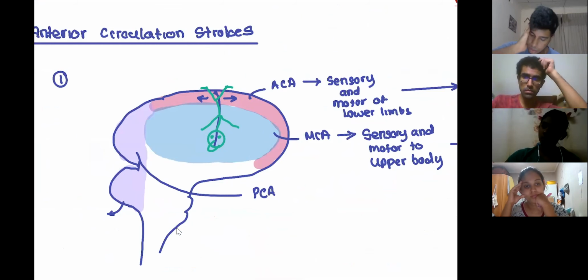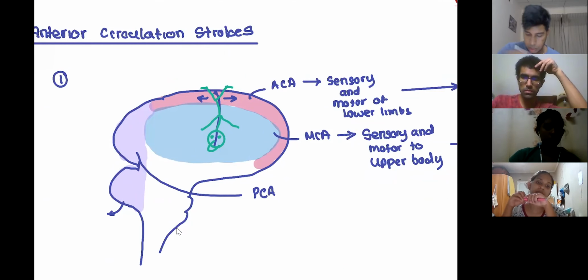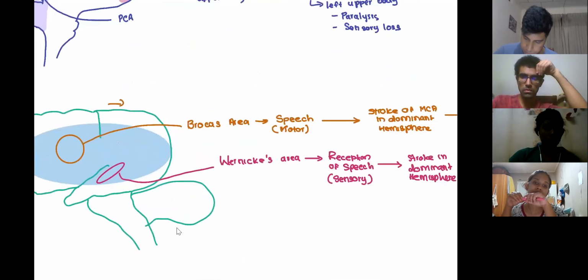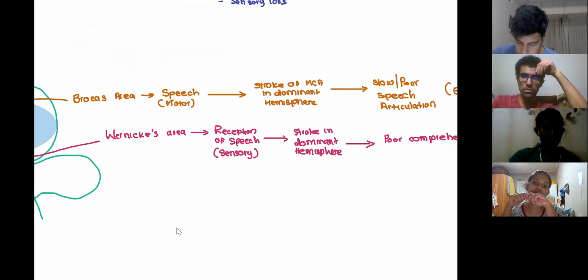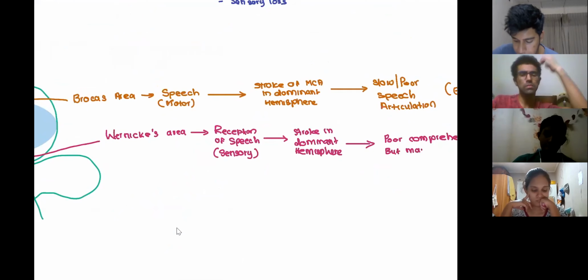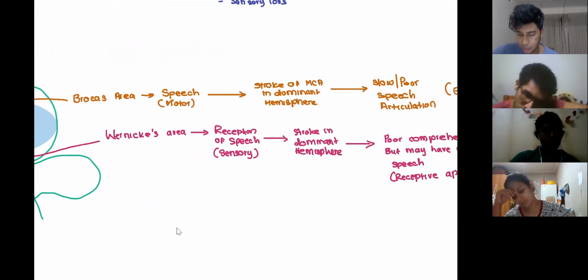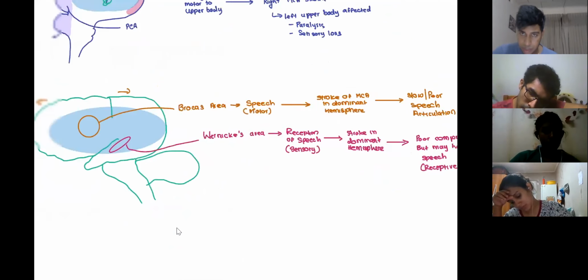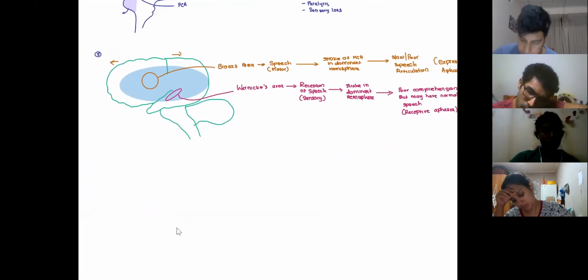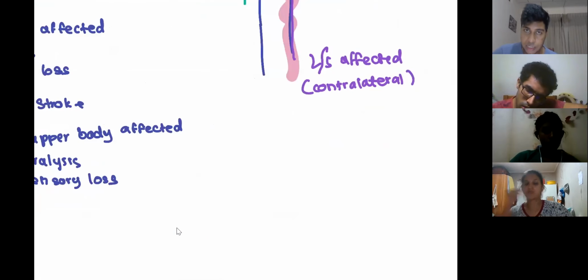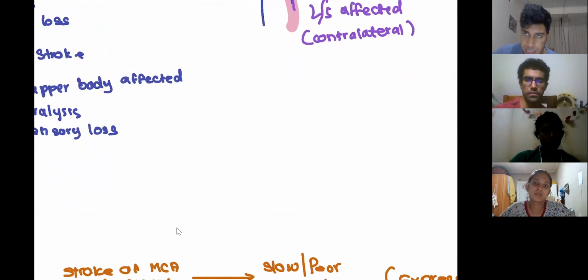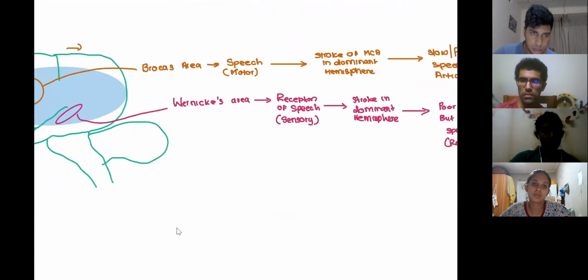So if those are damaged, you will have these conditions: poor comprehension, but may have normal speech. This is receptive aphasia. I tried my best to not use big words, but for any new students, contralateral means opposite side. Ipsilateral, ipsi-lateral, means same side.